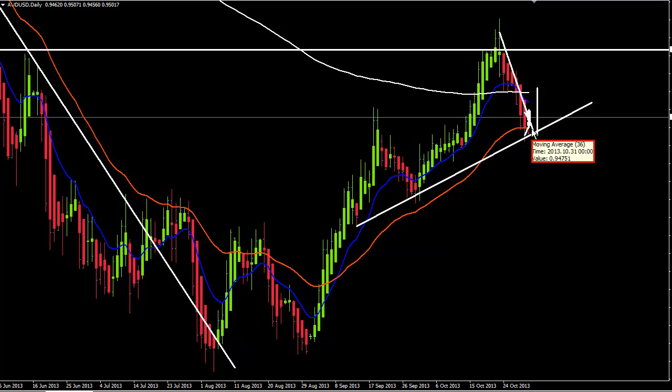Okay, so if we don't have NFP tomorrow, don't worry about it. Yeah, we had it like 2 weeks ago, right? So yeah, look for the longs there.